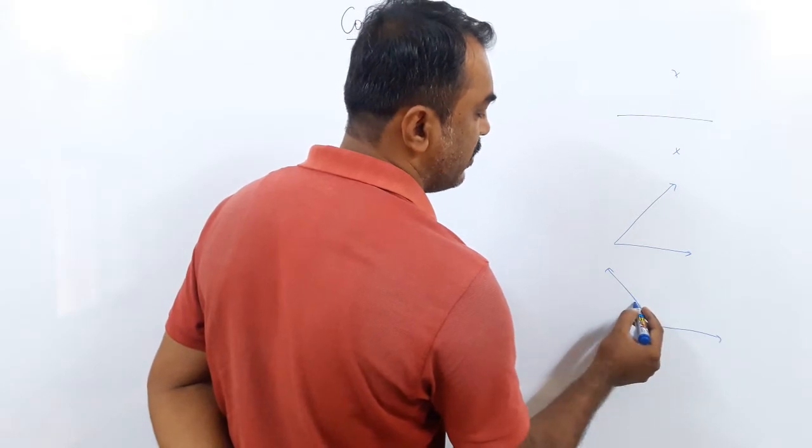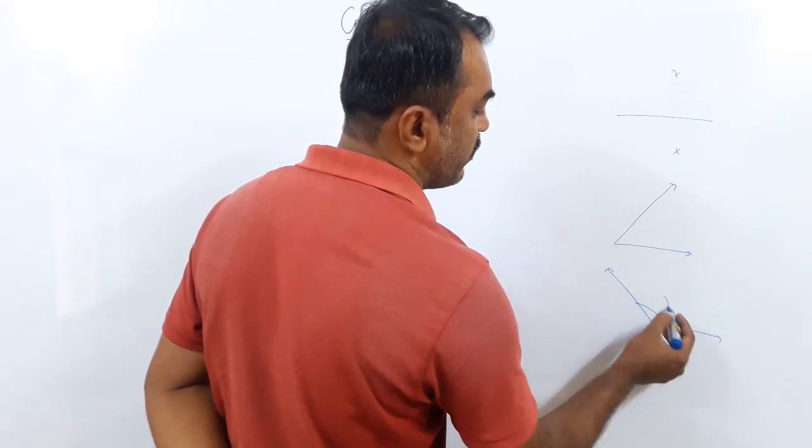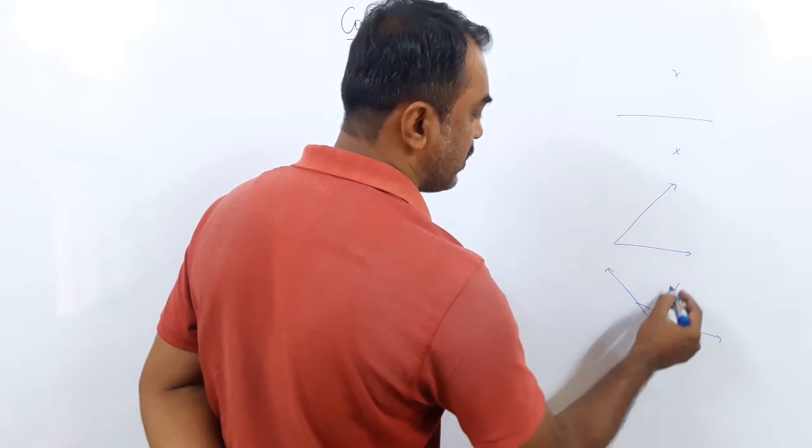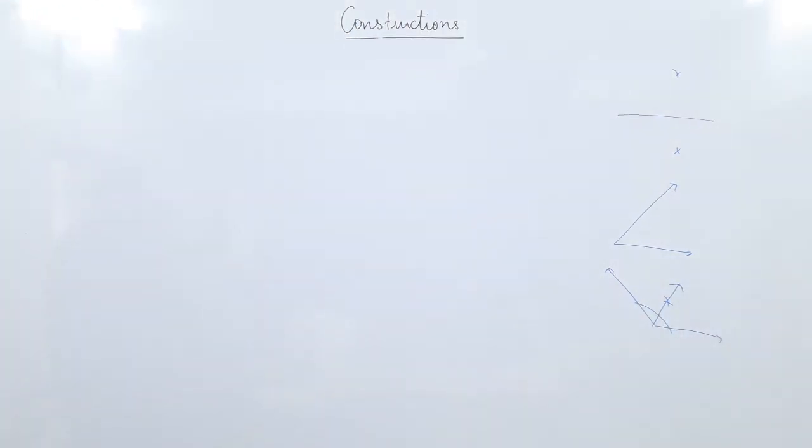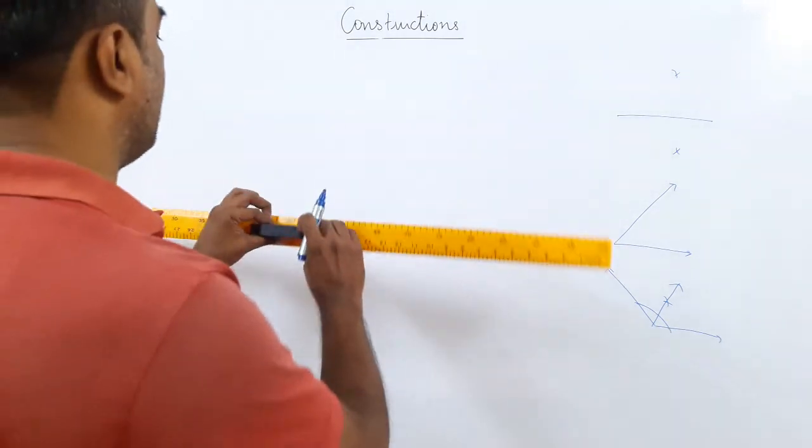So what we had done, we draw an arc. From this point, we draw an arc from this point and we cut. This is what we did in the last lecture. And we even found out how to find the measurement of different angles.